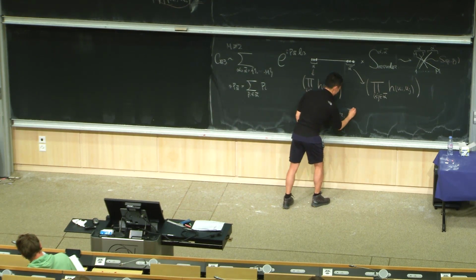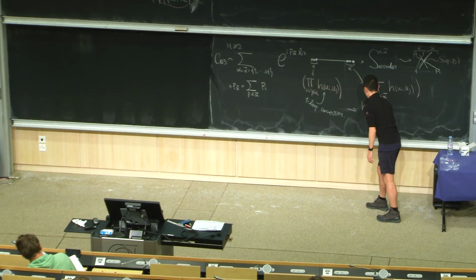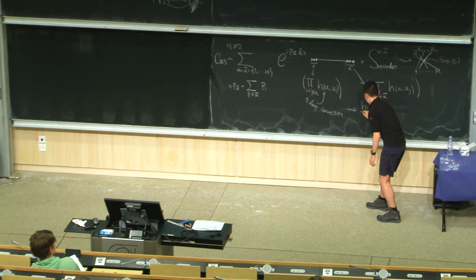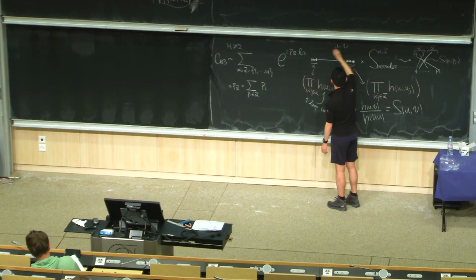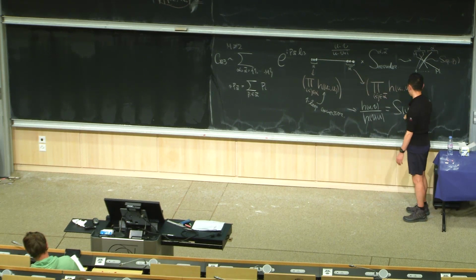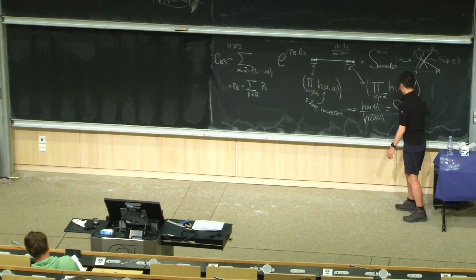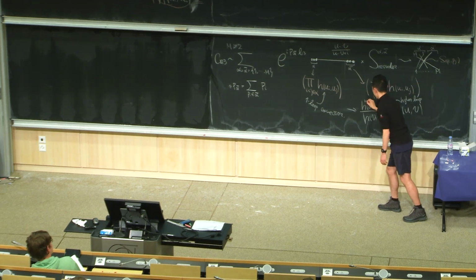But the funny thing is that at tree level, if you take h(u,v) and consider the ratio between h(u,v) over h(v,u), then it becomes S(u,v). This is easy to see. Remember that h is this guy. And if you recall what the S matrix at one loop was, then you can easily verify this relation. And surprisingly, even at higher loops, this relation still holds. So this was an experimental observation.